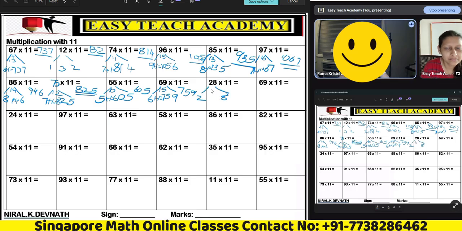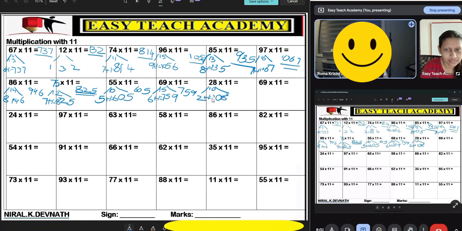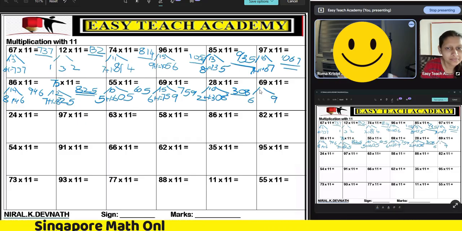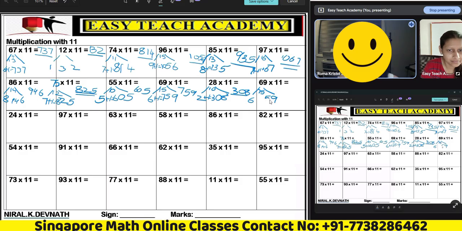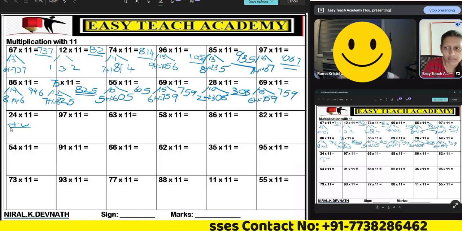2 plus 8 equals 10. Give the 0 to the 8, and 2 plus 1 equals 3. So 308. Next sum. 6 plus 9 equals 15. You give the 5 to the 9, and 6 plus 1 equals 7. So 759. Good girl. Now, this row is your homework.